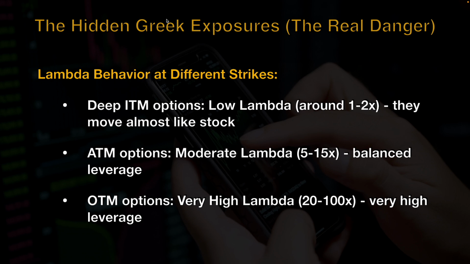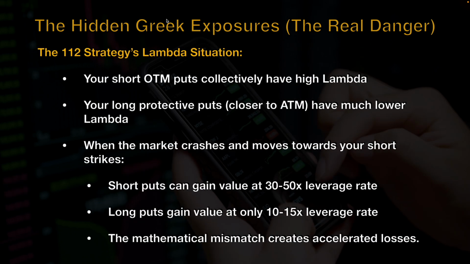So let's talk about lambda behavior at different strikes. Deep in the money options have a low lambda around 1 to 2 times, and they move almost like the stock. At the money options have a moderate lambda, usually between 5 and 15 times, and are considered to be balanced leverage. And out of the money options have a very high lambda, generally 20 to 100 times, and represent very high leverage. So what's the 112 strategy's lambda situation?